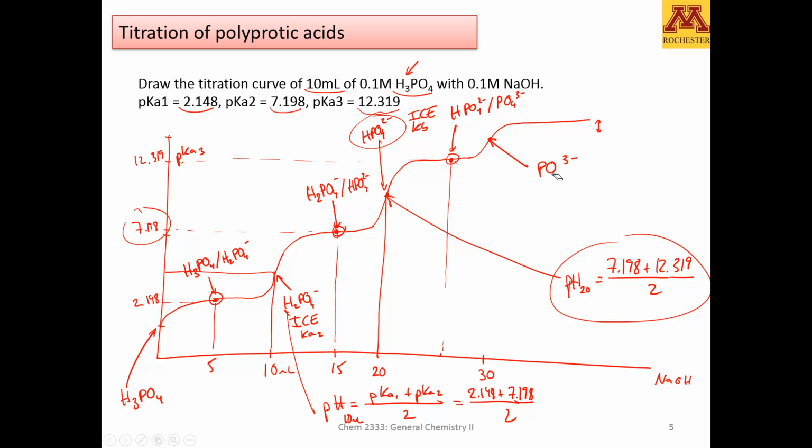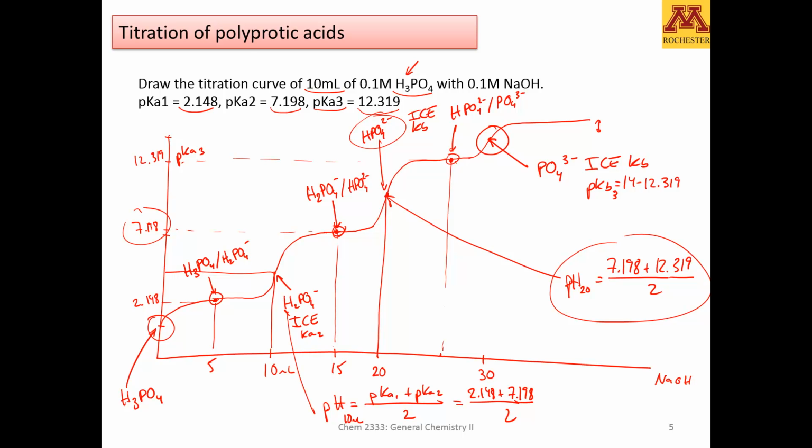What is the pH of a solution of phosphate? Well, you need to use the ICE table and Kb. Which Kb? Well, if pKa3 is this much, it means that pKb3 is 14 minus 12.319. The Kb will be 10 to the negative pKb. So to calculate the pH here and here, one cannot avoid building the ICE table.